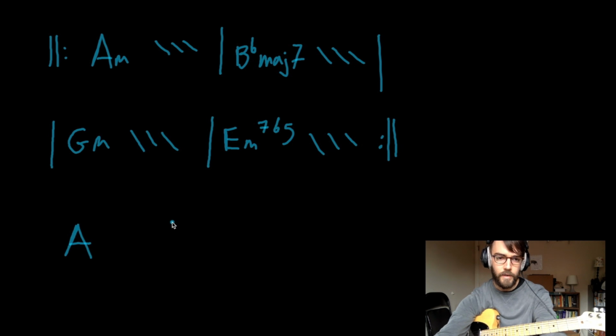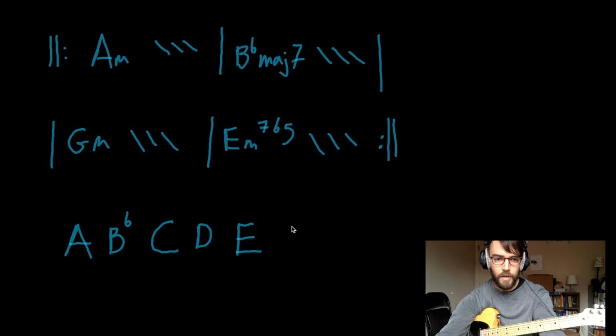All right, but let's look at the notes in the chord A minor. So we have A, C, and E. All right, B flat major 7. I'm going to fill in the blanks alphabetically here. So B flat, D, F, and A, which is right there. All right, and then the G minor, we have G, B flat, and D, so those are already accounted for. And then E minor 7 flat 5 is E, G, B flat, and D. So we've already accumulated all of our 7 notes for this scale.